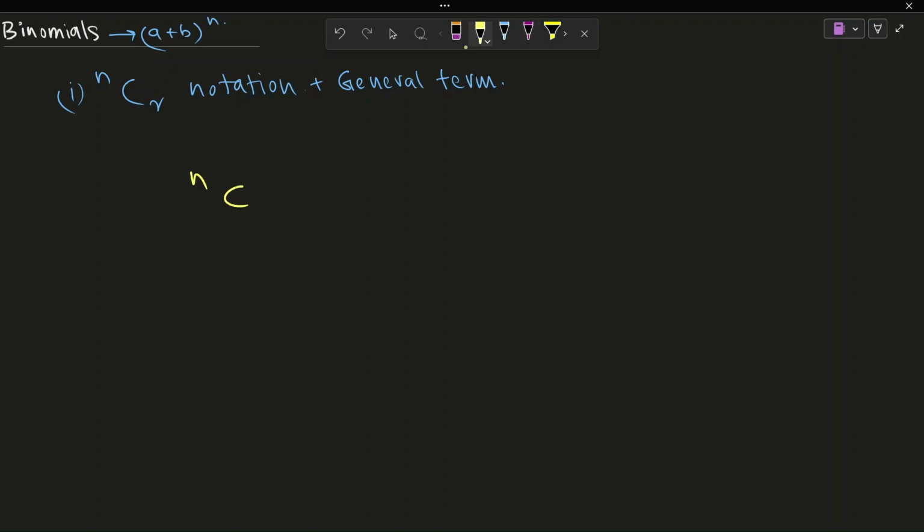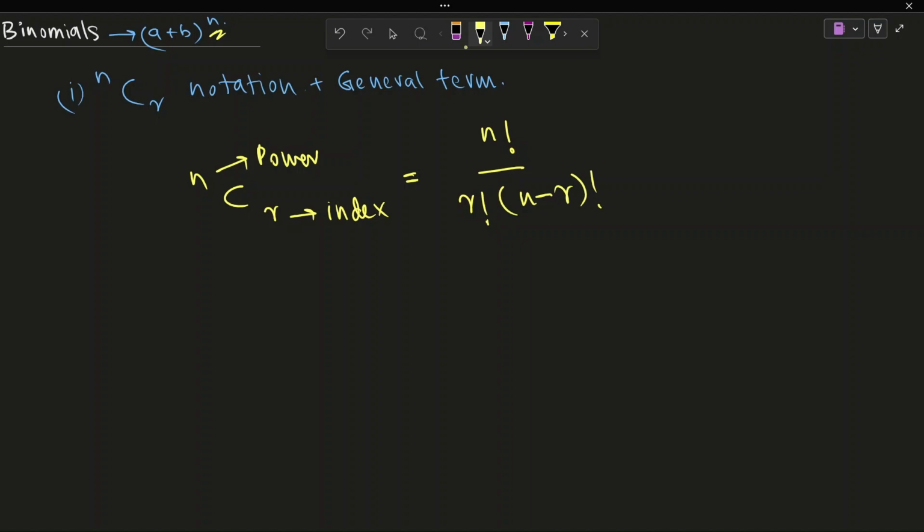So nCr is used to find the coefficients mainly, and n is your power, and r is your index. I'm going to say index because it starts from 0. So the first position is index number 0, and the second position is index number 1, and we're going to use the index. Now, when you want to expand nCr, you're going to write it as n factorial over r factorial times n minus r factorial.